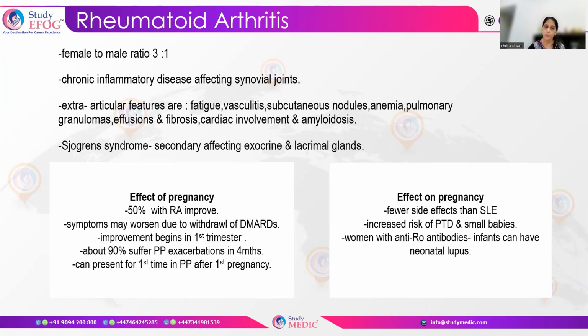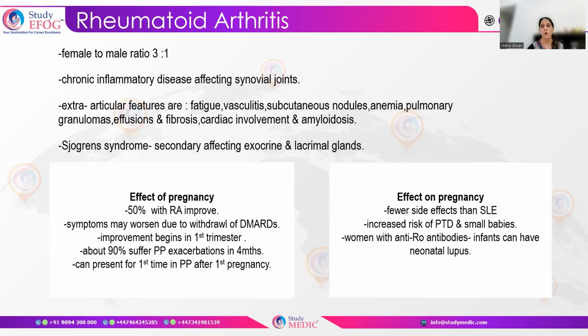For women who improve in pregnancy, the improvement begins in the first trimester. And there are exacerbations in the postpartum period, probably in the first 4 months. And for some women, rheumatoid arthritis presents for the first time in the postpartum period after the first pregnancy.